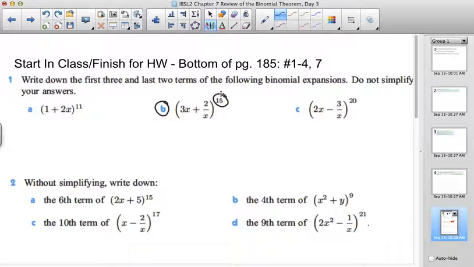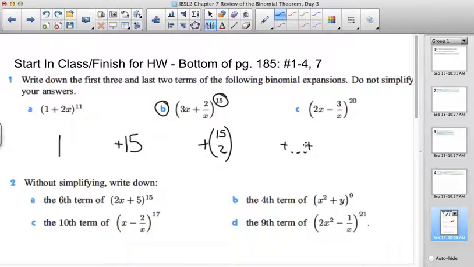Now, we know the coefficients are going to be 1 and then 15 because the second one is always the row number. But then for the third term, we're going to have to do 15 choose 2. Remember, this is 15 choose 0, 15 choose 1. Now we're at 15 choose 2.